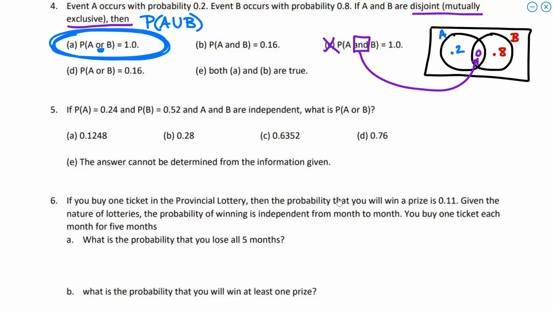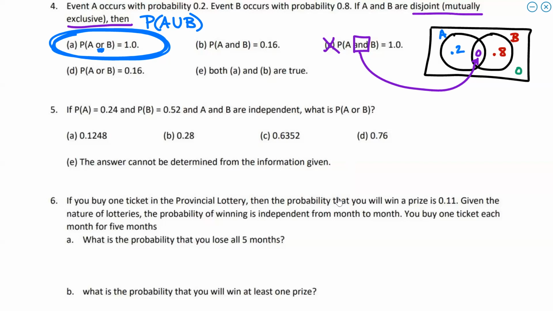What would have to go outside of these circles here? 0. Why 0? The probabilities add up to 1. Just adding the 0.8 and the 0.2 adds up to 1. So that means there's nothing out here. Does that make sense on that one? Yeah. Okay.